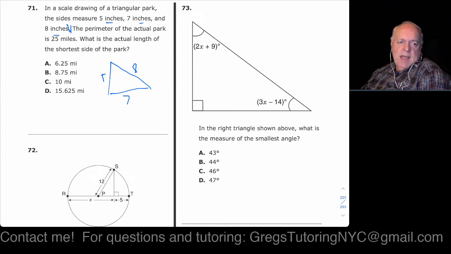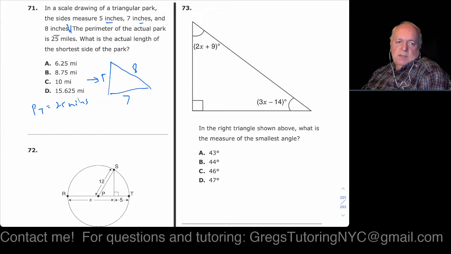The perimeter of the actual park is 25 miles. Okay, so the perimeter of the triangle is equal to 25 miles. What is the actual length of the shortest side of the park? So 5 is the shortest side that they're giving us here, and they want to know the actual length, not the scale model length. So what we need to do is actually find the perimeter of the scale.